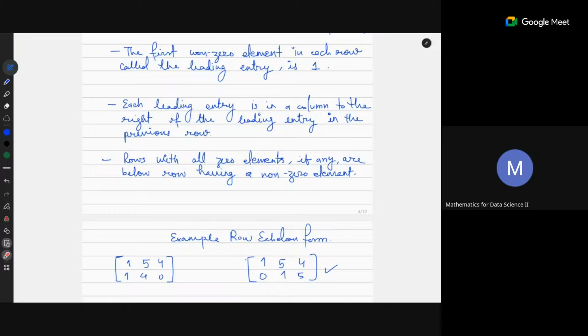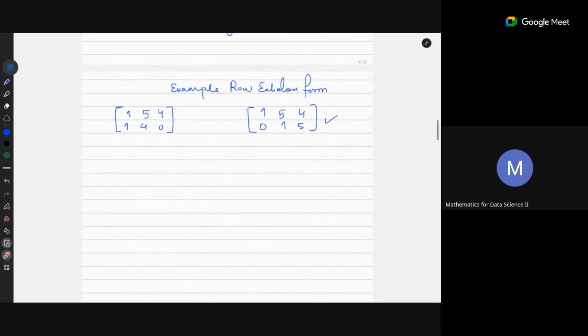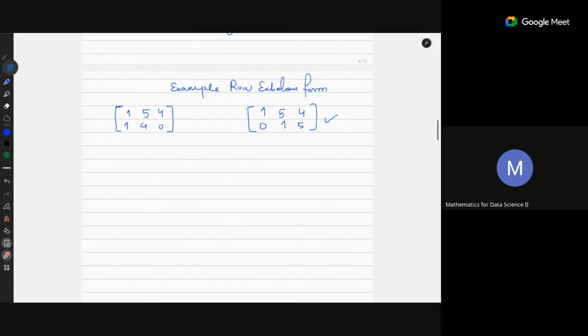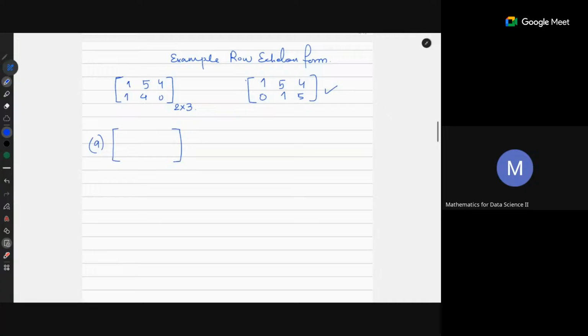All right. If we are done with all the questions, let me give a few more examples of row echelon forms, and then it will be more clear to you. Let's stick to this 2 cross 3 setup. You guys tell me in the chat box which one of the matrices is in echelon form.